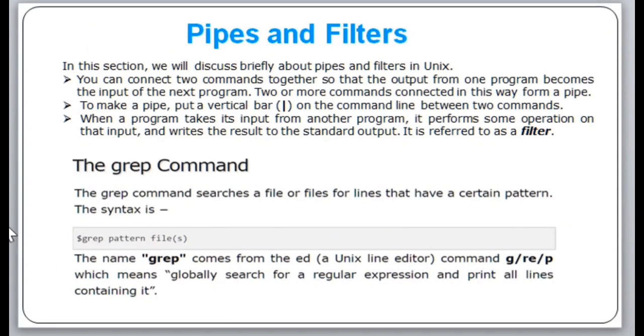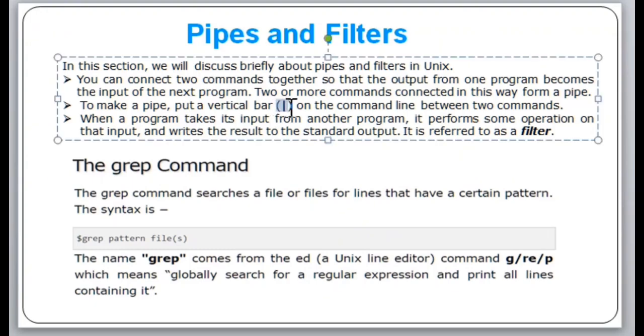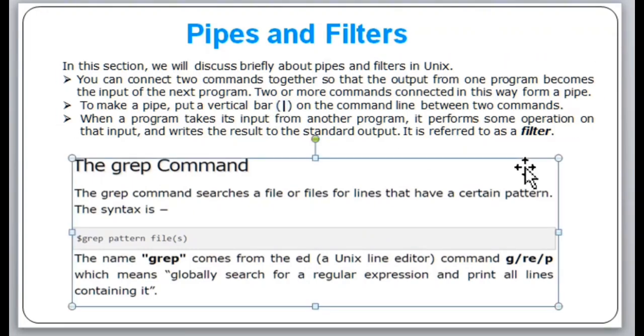In this section, we're going to discuss briefly pipes and filters in Unix. You can connect 2 commands together so that the output from one program becomes the input of the next program. 2 or more commands connected in this way form a pipe. To make a pipe, put a vertical bar, which is this symbol here, and that's usually going to be above your enter key, on the command line between 2 commands. When a program takes its input from another program, performs some operation on that input, and writes the result to the standard output, it is referred to as a filter.